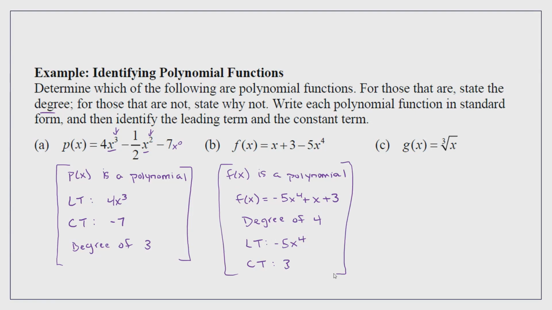All right, C. G of x equals the cube root of x. Now, the cube root of x can also be written as x to the 1/3 as a power. All right, so that format might help you a little better in answering this question. Is g of x a polynomial? Well, we know one of the requirements for polynomial functions is that the power must be an integer. And so since our power here is 1/3, g of x is not considered a polynomial.